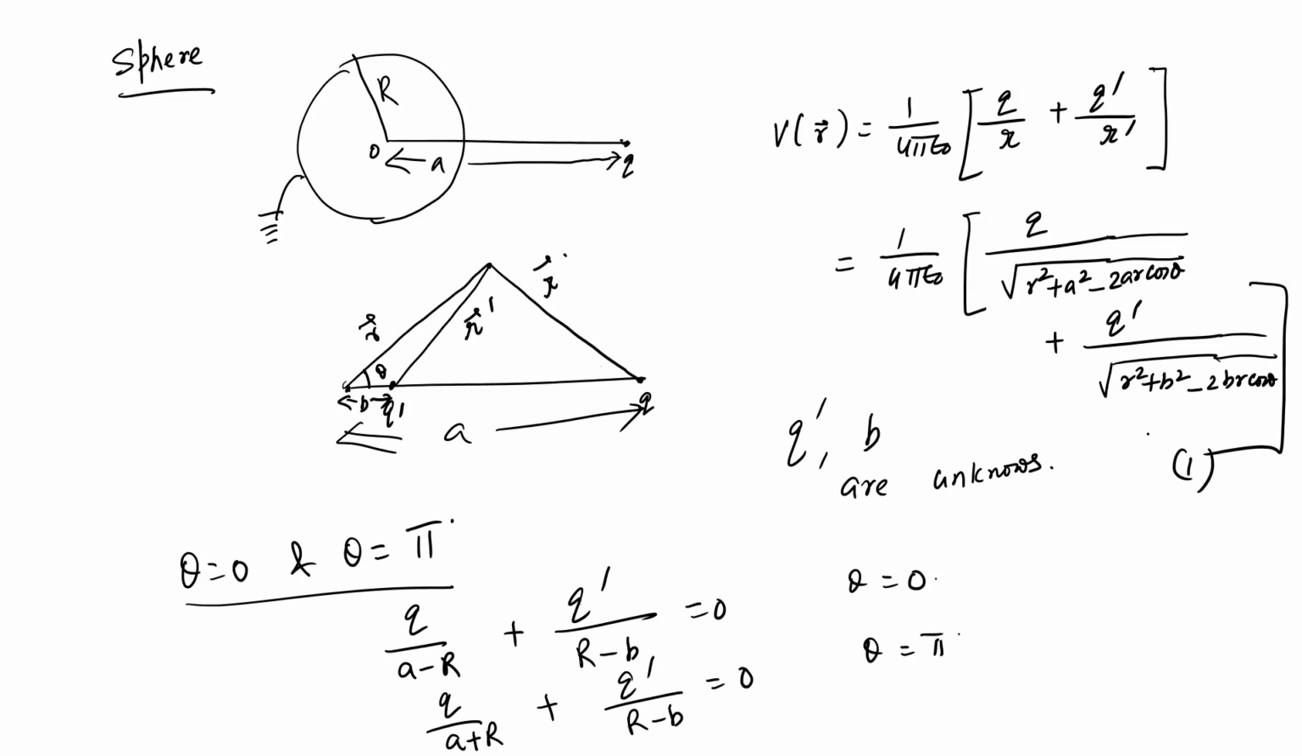Now, you see this equation 1 satisfies the boundary condition, because at small r equal to capital R it will go to 0, and of course at very far off points it is still equal to 0. So, if you solve these two equations, you get q prime equal to minus R over a into q, and b equal to R square over a. Okay. So, both our assumptions are satisfied.